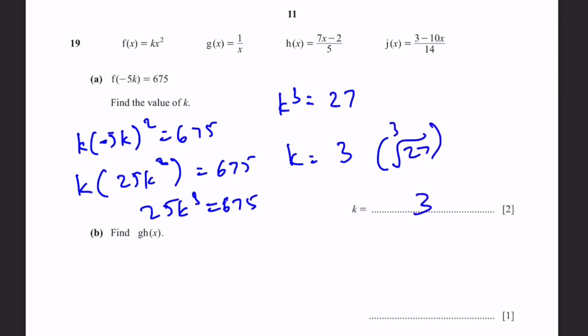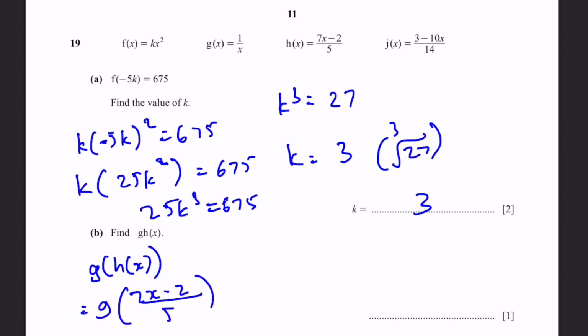B. Find gh of x. That means we need to find h of x, and we use that value to find g of x. So that means g of h of x, like this. Easier way to write it. That's equal to g of 7x minus 2 by 5. And then that'll be equal to 1 by 7x minus 2 by 5. That's equal to 5 by 7x minus 2.